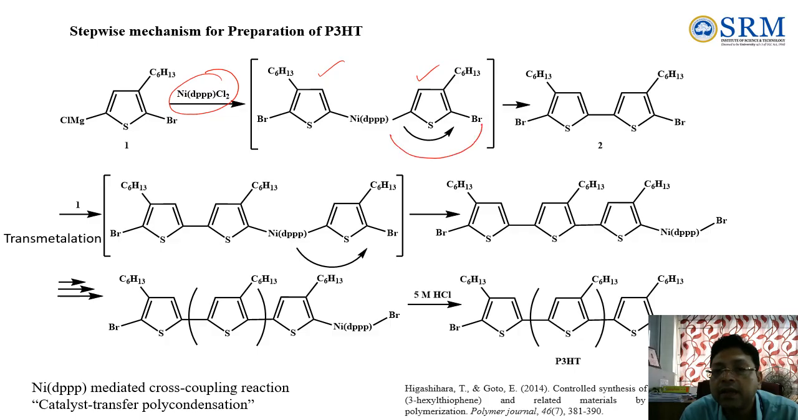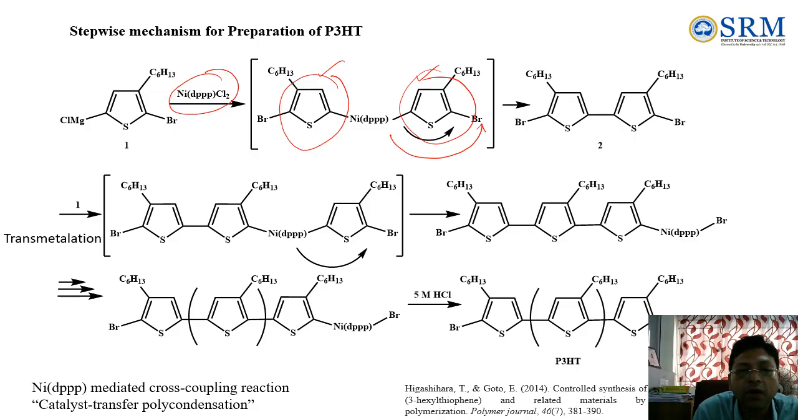So basically it will go here. Therefore the coupling takes place between this monomer unit and this monomer unit. Because the nickel transfers through the conjugation, it leads to the coupling reaction. That is referred to as transmetallation.